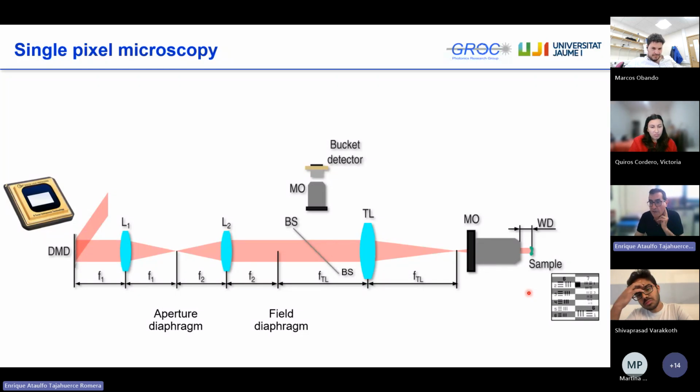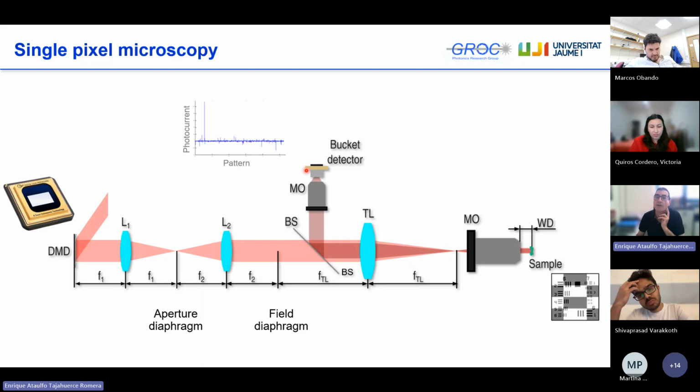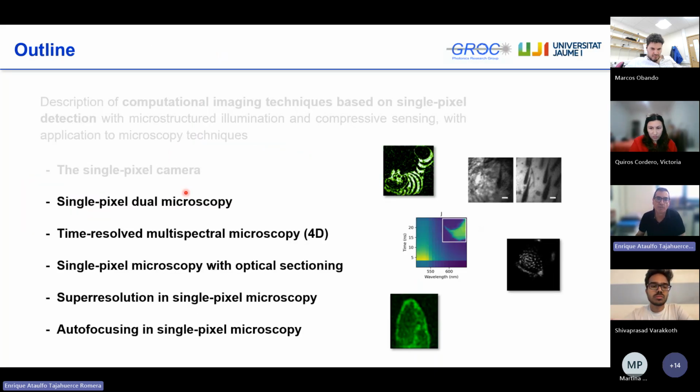If we record the reflected light, the approach will be this. The reflected light will be collected in our bucket detector. The signal will be a temporal one that, with the proper algorithms, is transformed into the image of our object. Let me show you how simple it is to perform dual microscopy with a commercial microscope.